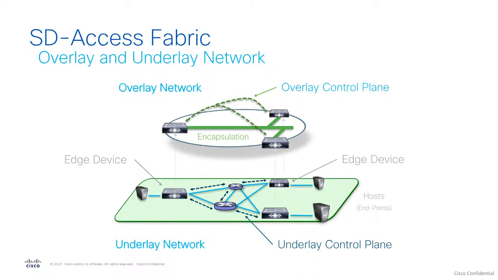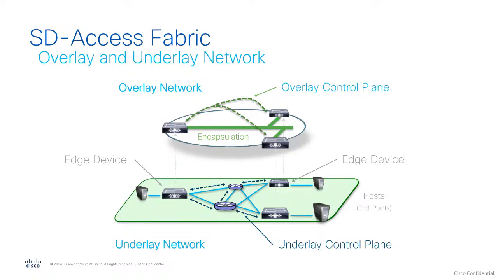Now, talking a little bit more about SD access fabric and the overlay underlay concept. If you look at this diagram, we have the endpoints, and these endpoints could be laptops, desktops, IP phones, printers, etc., which are physically connected to an edge device or different edge devices. And these edge devices are just your access switches where endpoints basically connect to. Edge devices are also where the overlay tunnel originates or terminates.